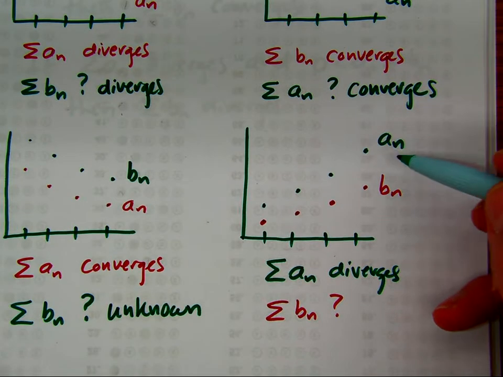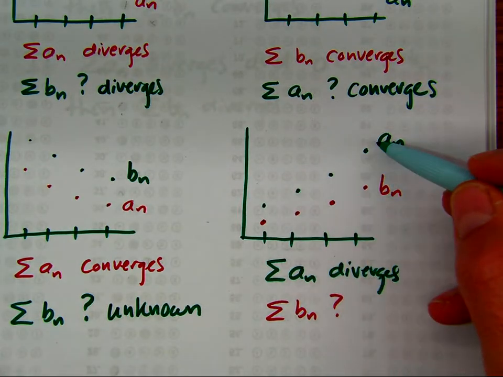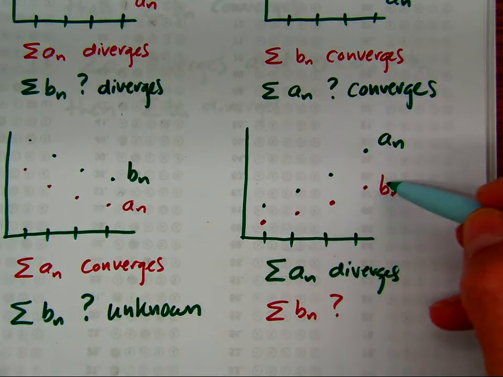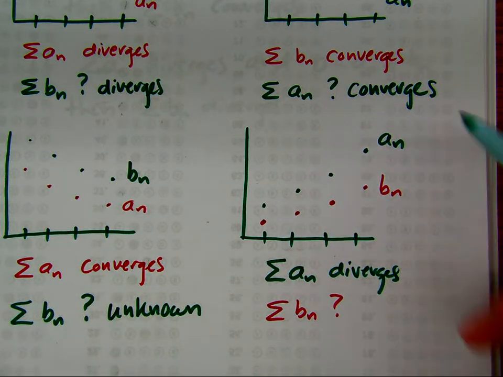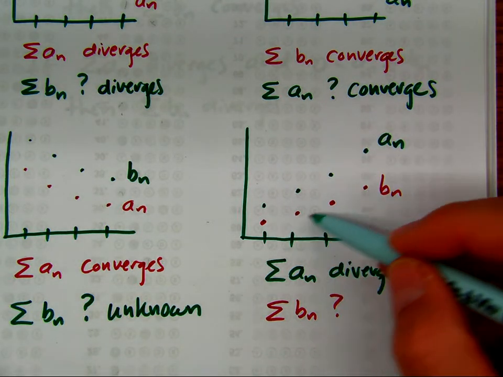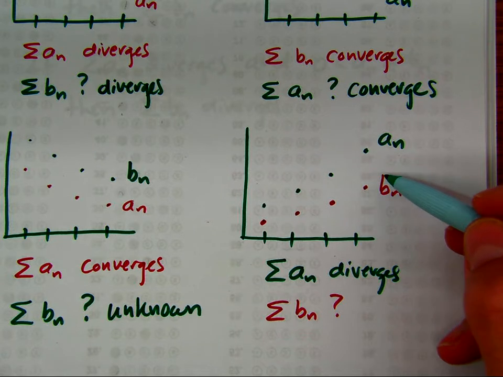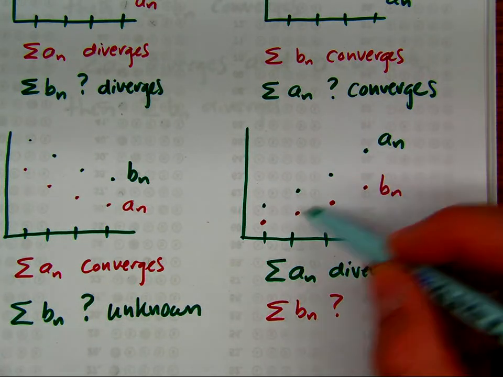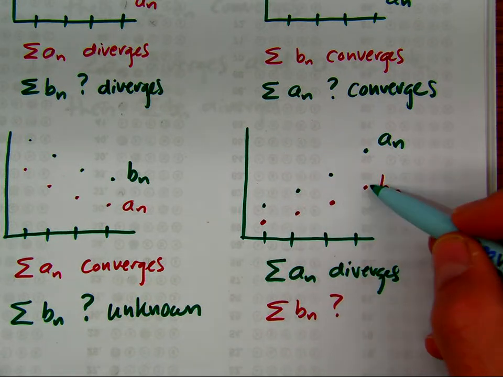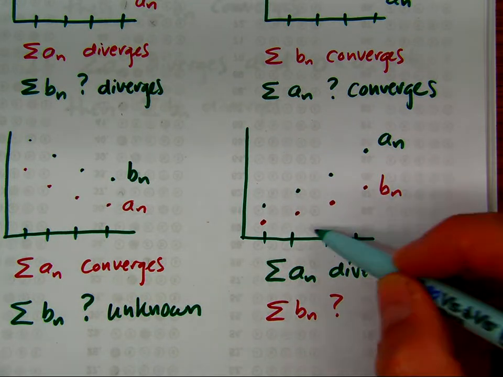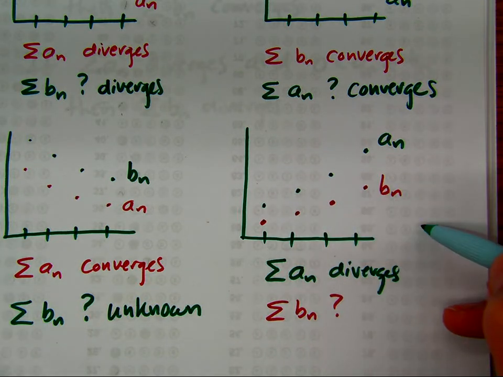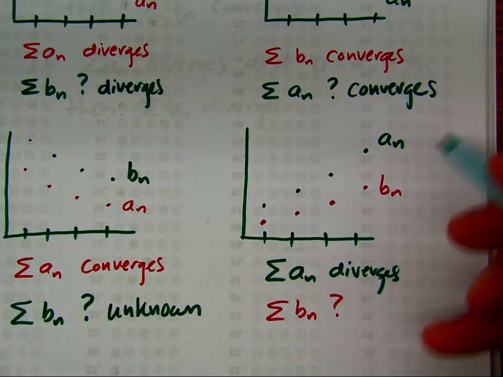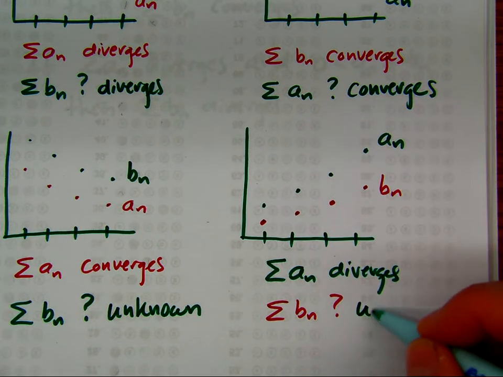And here we have A is diverging and B is less than A. So if B increases, well, on this graph, B could go up and then come back down. In that case, it would converge, or it could just keep going up, and then it could diverge. So we don't know.